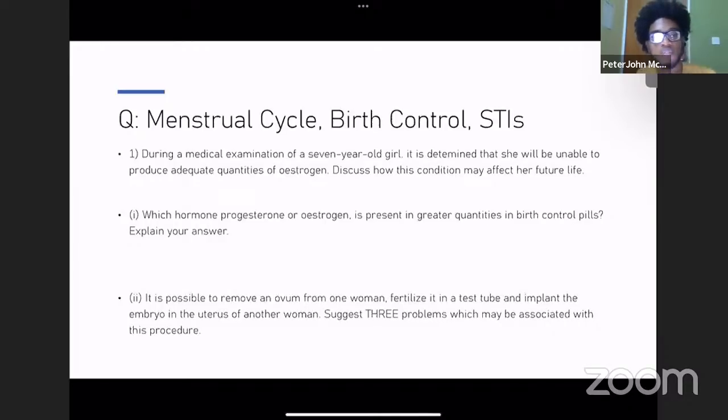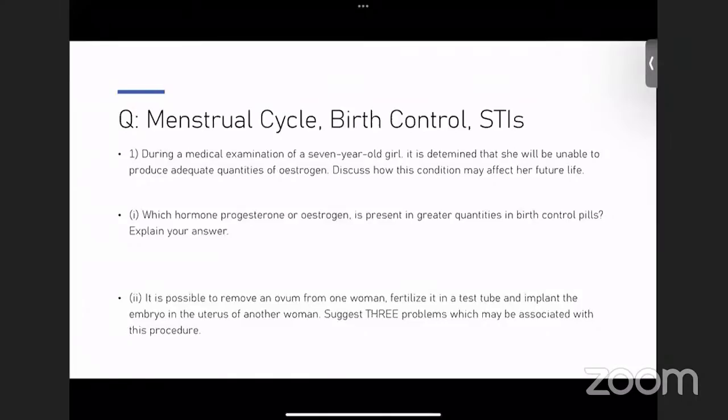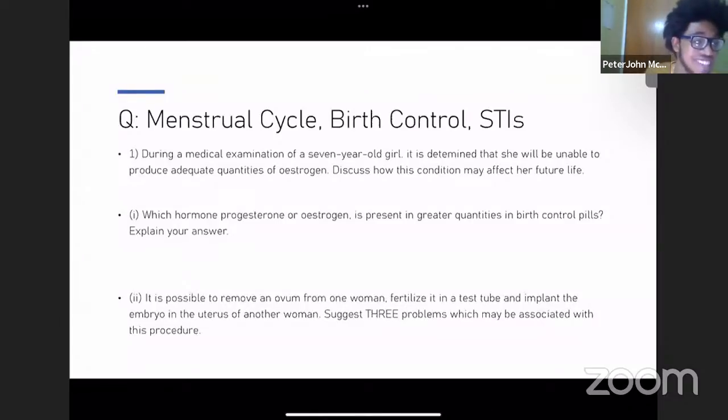I mean, she's 7, so what? Brianna, yeah, go ahead. Well, it's talking about her future life. That might heighten the risk of her developing fibroids. That's why I said that. Yeah, I think you're correct, actually. Let me look up the risk factors for fibroids in the meantime. I think you're actually correct, but again, I wouldn't put that. There are easier answers to put.